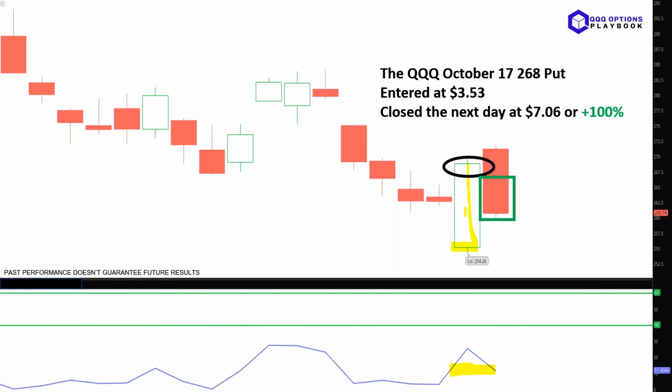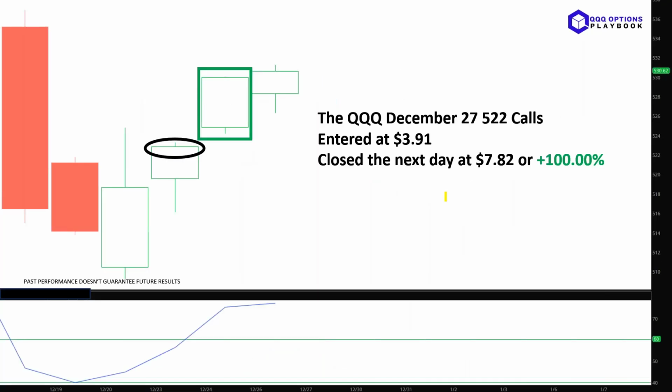Some of you out there might have said, oh, the selling pressure from the last several days has exhausted with this nice long green candle. I'm buying calls here. Well, you would have lost, okay? Our system said that rally move is too extended. It's time to buy puts. We think it's going to fall again, and it did for an even 100% trade. December 27th, entered these at 391, closed them out at 782.